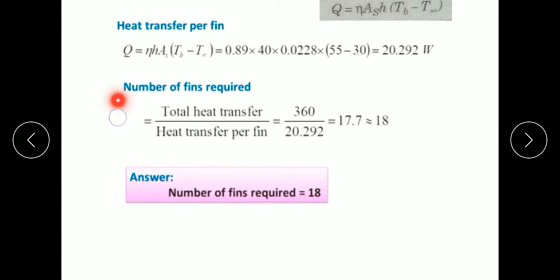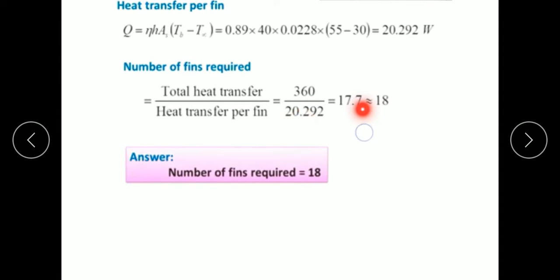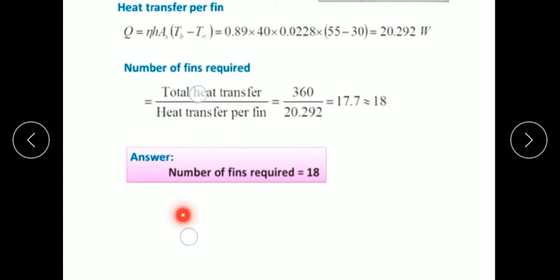So they also asked to find the number of fins required. So fins required is equal to total heat transfer, that is Q, divided by heat transfer per fin. So total heat transfer, this is the heat transfer by the motor. So the given data is heat transfer by the motor was 360 watts. So this is the heat transfer by fin. So the heat transfer per fin was calculated as 20.292, right? By getting the ratio, we can find the number of fins. So number of fins required is 18 fins.